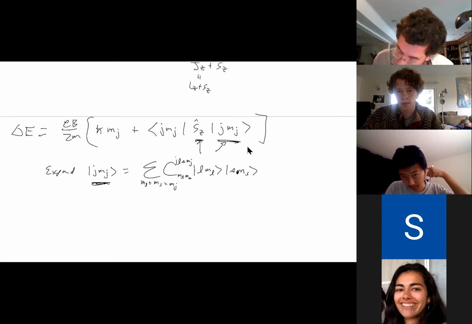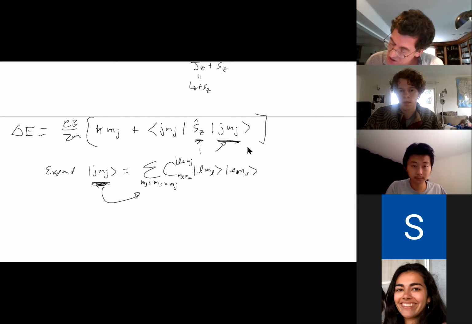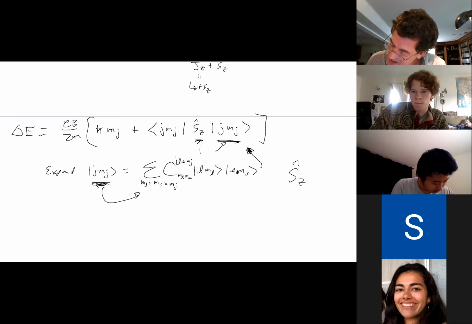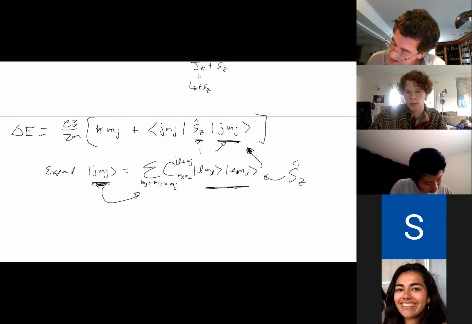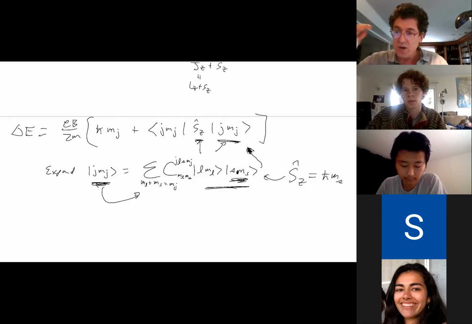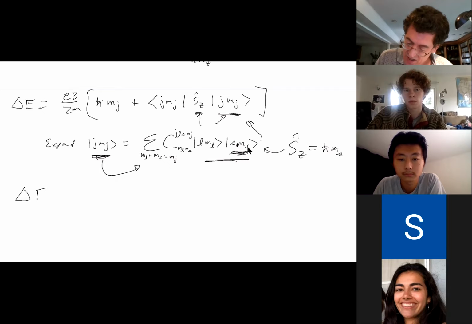These states are equal to this mess. And so basically we have to plug this mess into there. But once we do that, you can see how we can find the answer. Because now when S sub Z hits this ugly mess, we know what to do: when S sub Z hits this guy, it's going to turn into an h bar M sub S. But I have this sum. So it's a little bit of a complicated sum, but you can do it. We're not going to go through all the details, but I just wanted to mention how you would do it. And when you go through all the details, a cute little formula pops out.